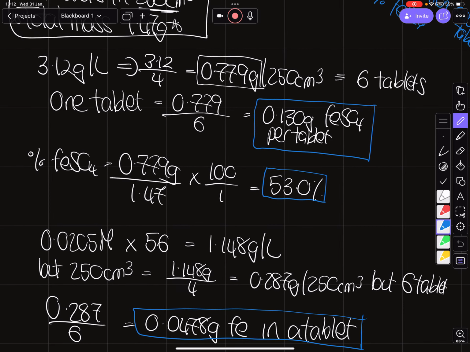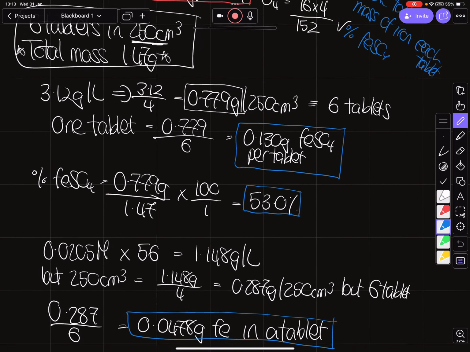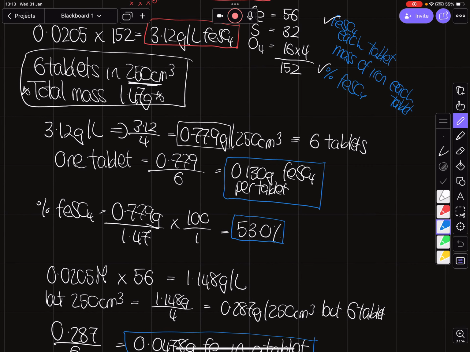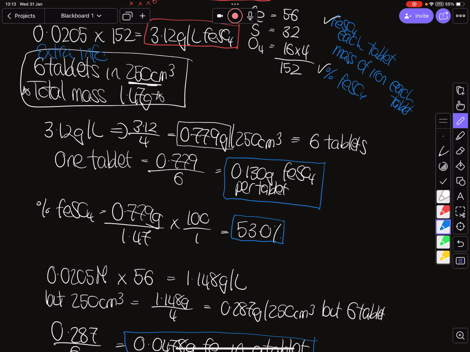So there's a little bit of thinking at the very end that you need to see: can you get your head around this extra info that we recorded when we made our data table? That's really, really important. So you need to recognize that 6 tablets was in 250 centimetres cubed. So whatever we're getting for grams per 250 is 6 tablets. We need to then turn that into 1.